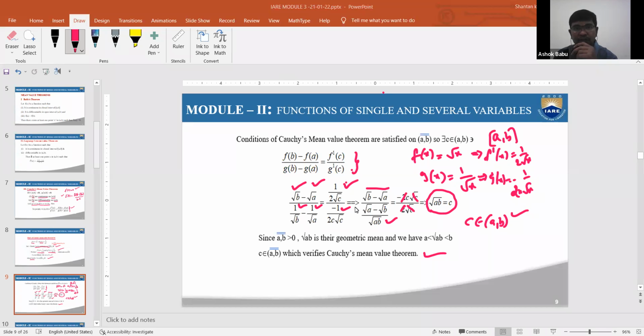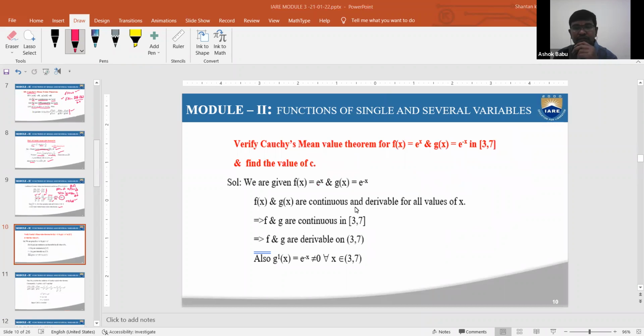Fine. Now we'll discuss one other problem. For example, verify Cauchy's mean value theorem for the function f of x is equal to e power x and g of x is equal to e power minus x. Here the limits are 3 comma 7. Then find the value of c.